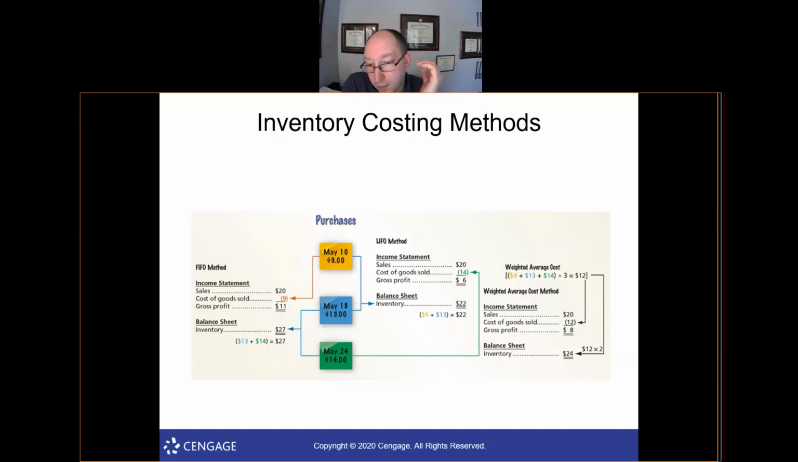So my sales is 20, cost of goods sold is 12. How's it 12? You add all three purchases, divide by 3. 20 minus 12 is gross profit $8. My ending inventory is 24. How did I get 24? It's $12 times the 2 that are left.